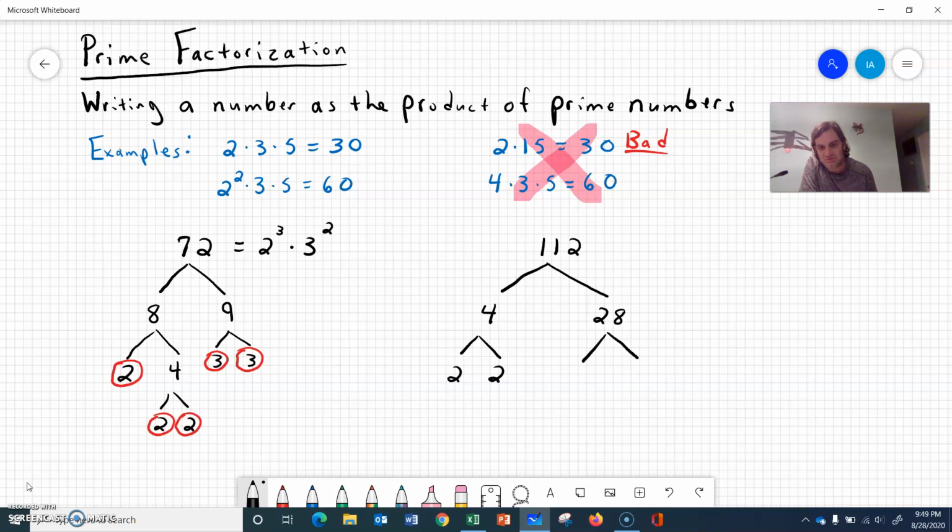But 28 is 4 and 7, 4 times 7. 7 is prime. You can't find anything to multiply together to give you 7 except 1 times 7. But again, 4 is 2 and 2. So if I capture all these endpoints, 2, 2, 2, 2, and 7, I can write the prime factorization of 112 as 2 to the 4th times 7.